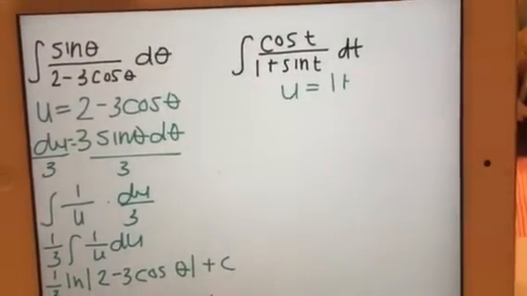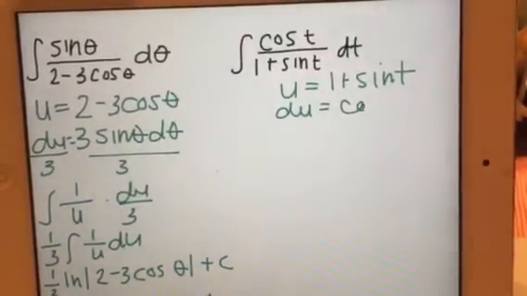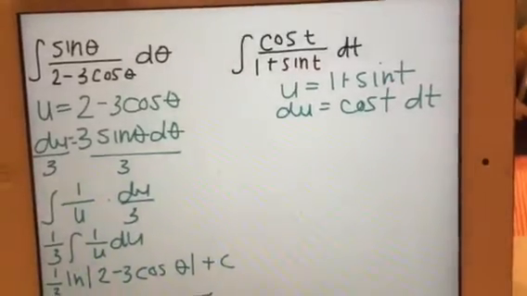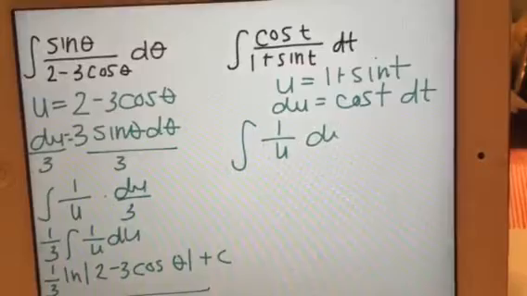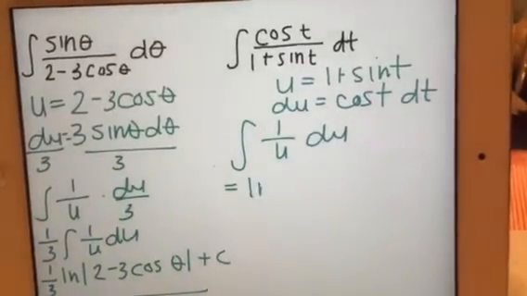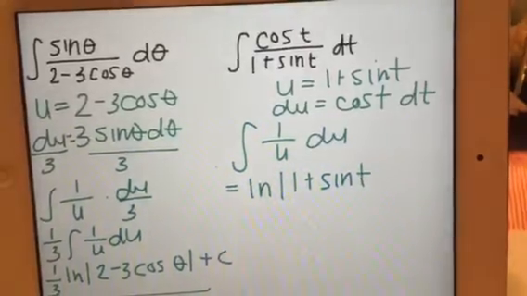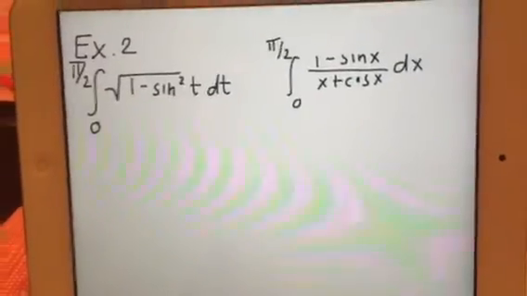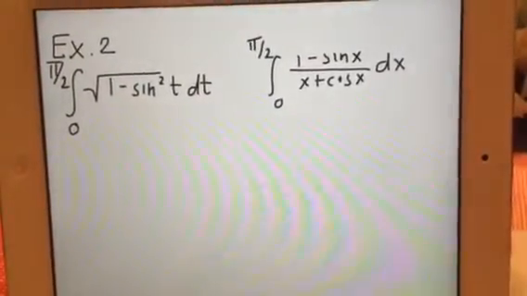u will equal 1 plus sine of t. du will equal cosine of t dt. We don't have to divide by anything. We rewrite it as 1 over u du, which then equals ln of u, which was 1 plus sine t, plus c. For example 2, we now have definite integrals, but we're still going to be using u substitution.